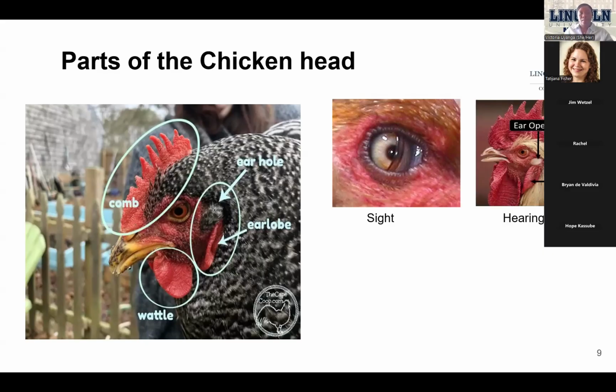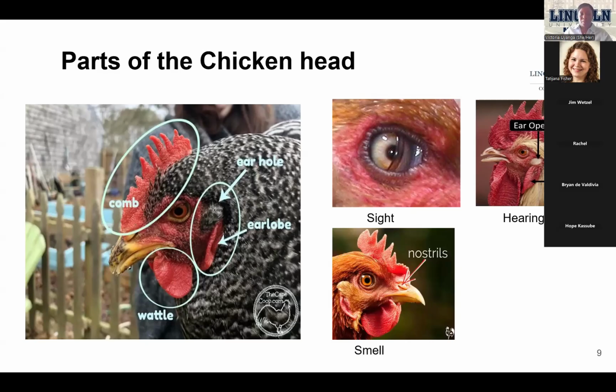The second thing there is hearing. As I mentioned earlier, we have the earlobe and then we have the ear opening. Poultry are able to pick up sounds, especially sound waves, and this applies pressure on the tympanic membrane. So the auditory nerves pick up this sound, it gets to the brain where it's recognized as sound. So they have a good sense of hearing and are able to pick up this information.